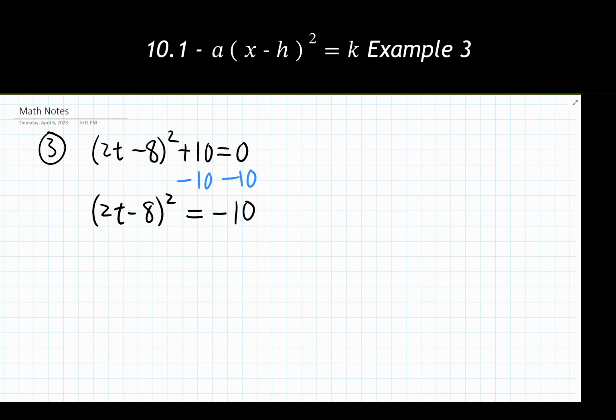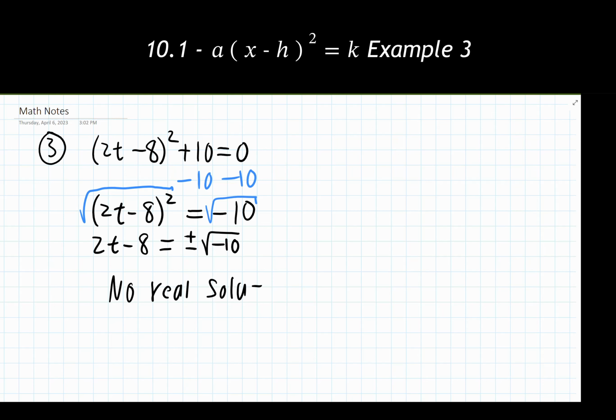So because I don't have any coefficient out front, I can now take the square root of both sides of this equation. On the left side, I'm getting 2t minus 8. On the right side, I'm getting plus or minus the square root of negative 10. Now, again, I am taking the square root of a negative number. I cannot get a real answer from that. So, from here, because I can't get any real answer, I would be putting no real solution.